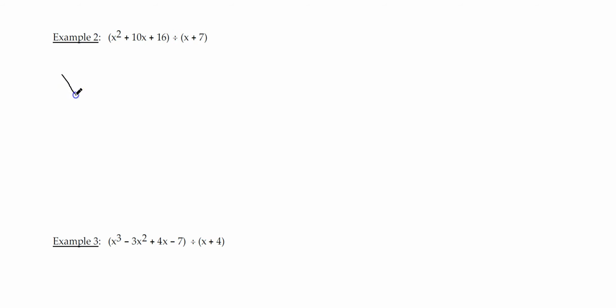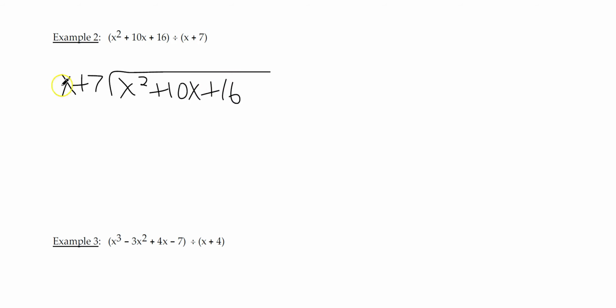Okay, so let's set this up. X plus 7 divided into x squared plus 10x plus 16. X times x is x squared, and we distribute. That is x squared plus 7x. Draw the line and change the signs.